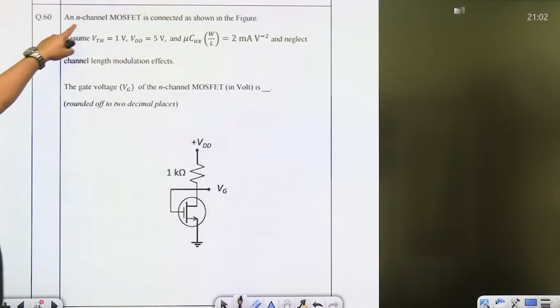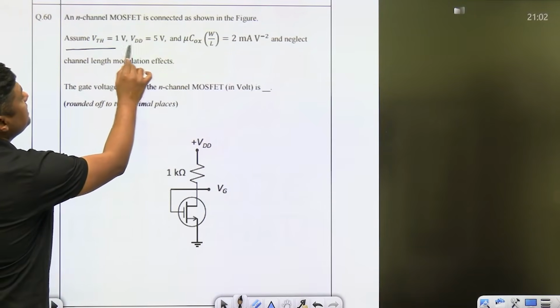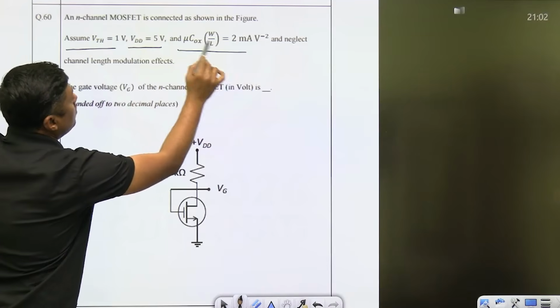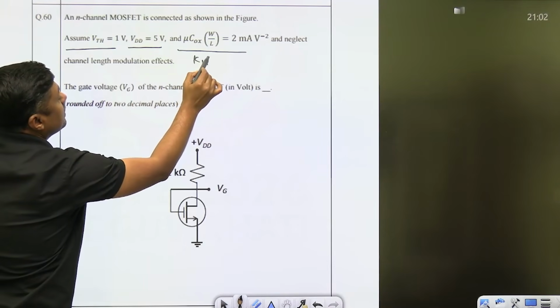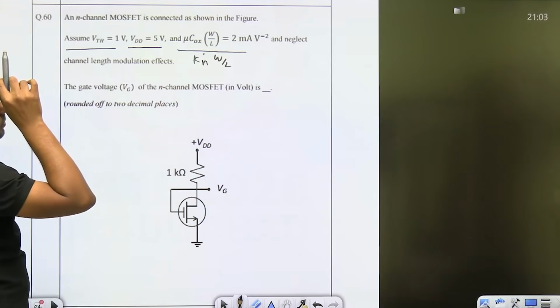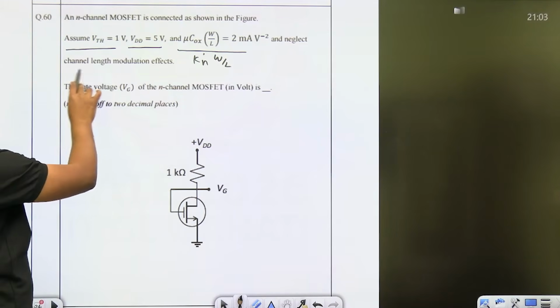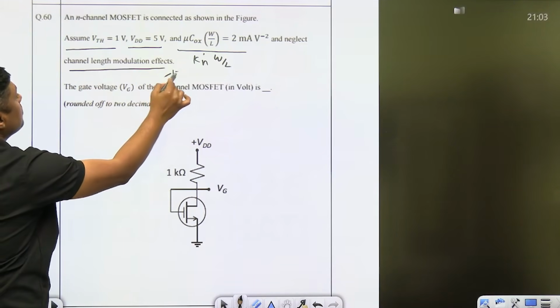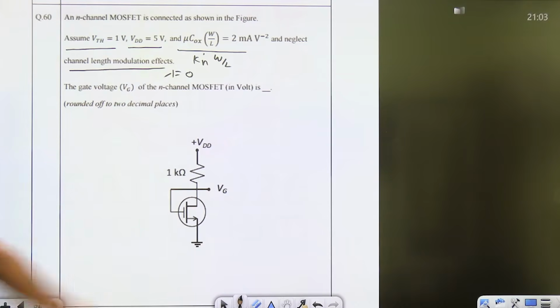देखो, N channel MOSFET is connected as shown in the figure. VTH is given 1 volt, VDD is given as 5 volt, mu n Cox W by L, जिसको बोलते हैं Kn dash W by L, mu n Cox W by L, 2 milliampere per volt square, and neglect the channel length modulation effect, means lambda is equal to 0. The gate voltage of the N channel MOSFET rounded off to 2 decimal places.